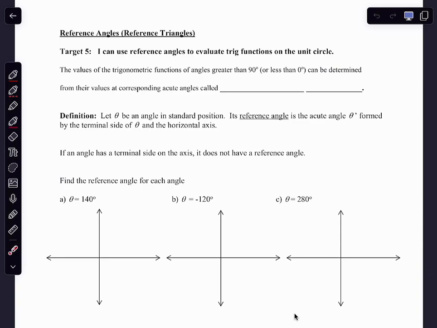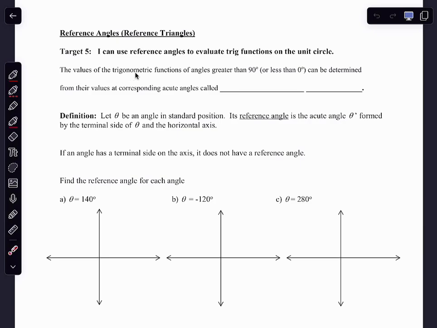So we're going to learn about reference angles. And one thing I want you to keep in the back of your mind is there's something else in this chapter called coterminal angles. And you can't get the two things confused. Coterminal angles are angles that have the same initial and terminal sides, like negative 90 and positive 270. Those are coterminal angles. Reference angles is something different, okay?